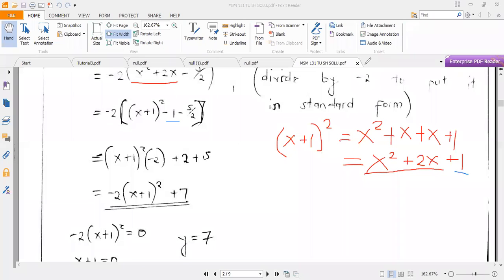Oh, okay. So in short, in every question they ask us, they're going to tell us to use completing the square. Yes. No. So I've got a question.